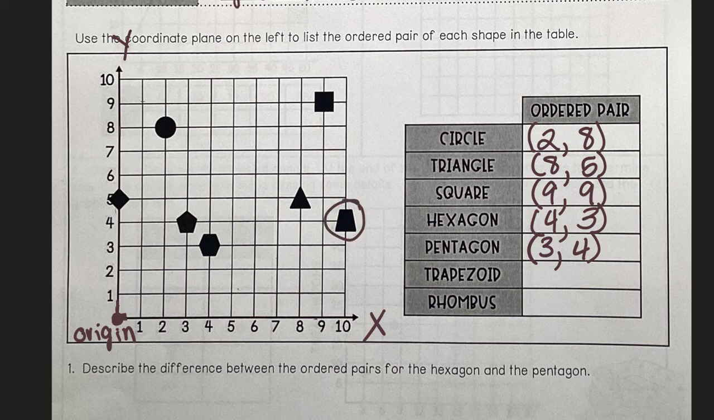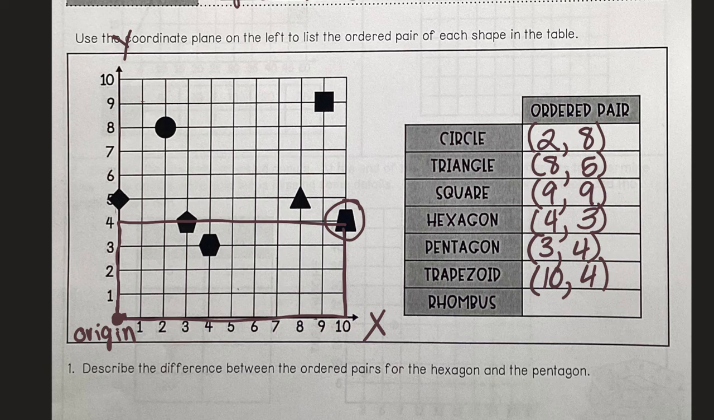So I'm going to go across from the origin on my x-axis to 10. That's where my trapezoid is located. So my x coordinate is going to be 10. And then if I go up on my y-axis to 4, that's where my trapezoid is located. So that means that my y value needs to be 4.